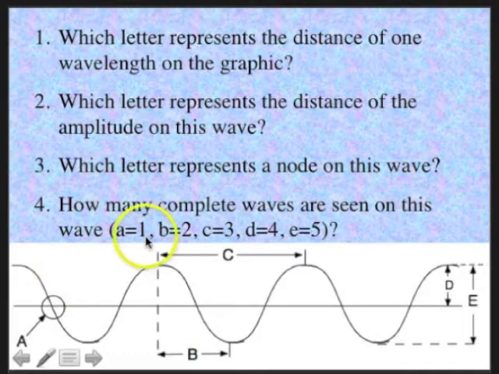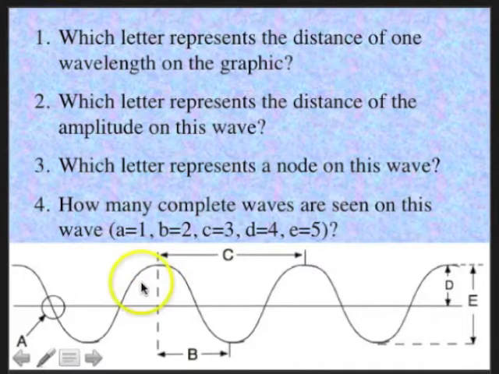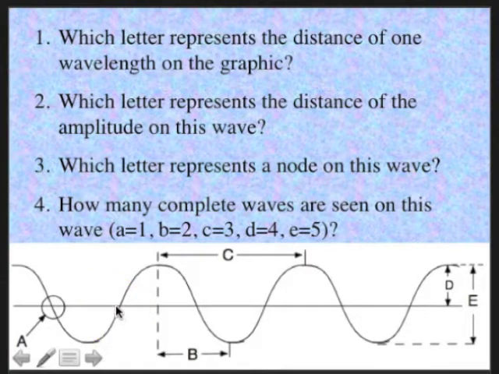The amplitude of a wave is the distance from the zero crossing to the peak of a wave. A node is the place where a wave makes the zero crossing and goes from a positive function to a negative function of the wave.